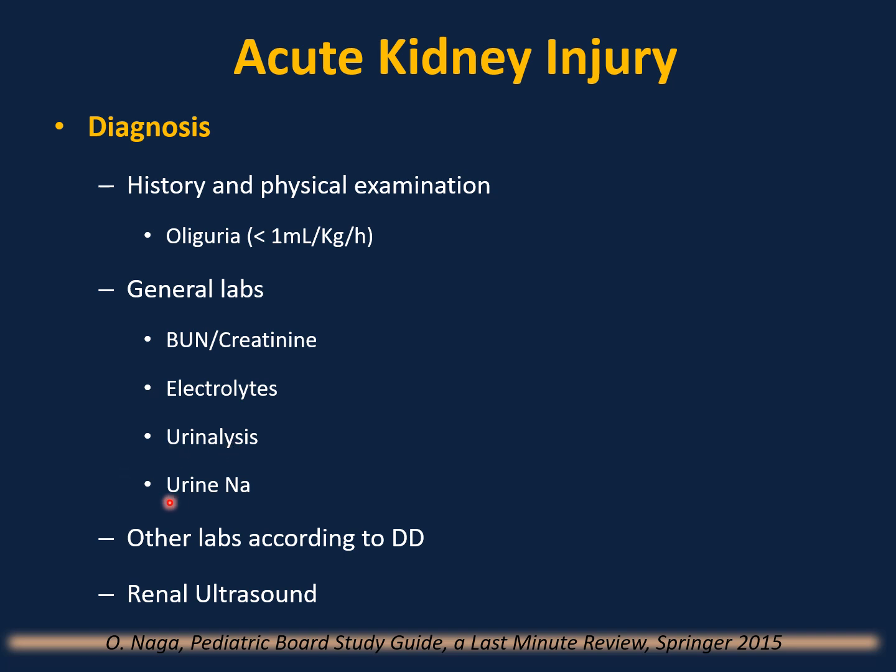Urinalysis and urine sodium is very important to be able to determine if it's pre-renal, renal, or post-renal. Other labs according to the differential diagnosis. Renal ultrasound will show the anatomy of the kidney, and also will show if there is any congenital anomalies, enlargement of the kidneys. Kidney stones also sometimes can show with the renal ultrasound.